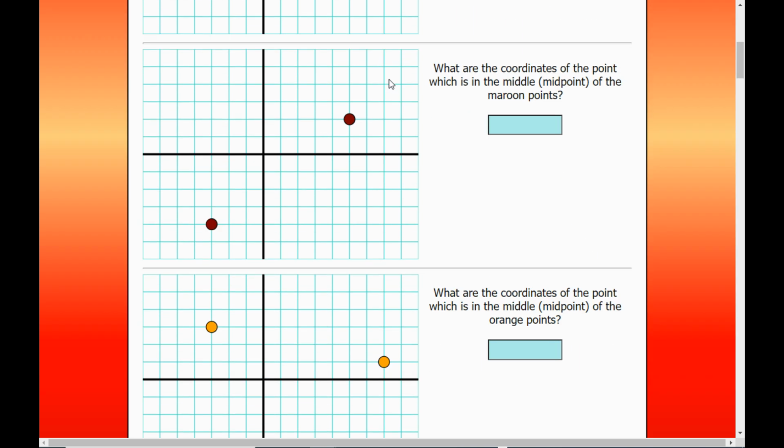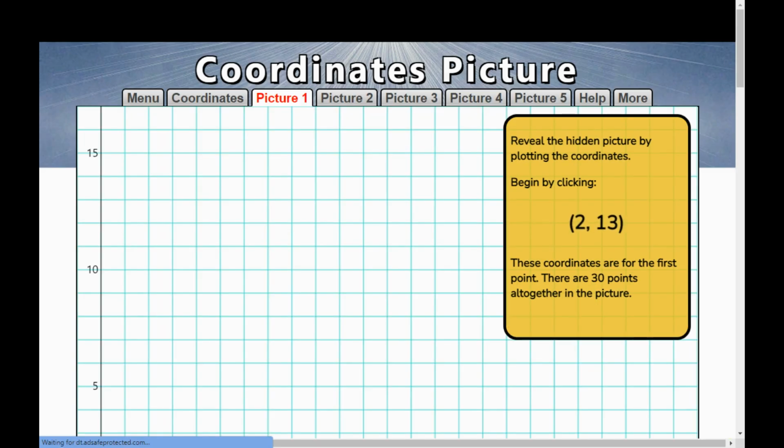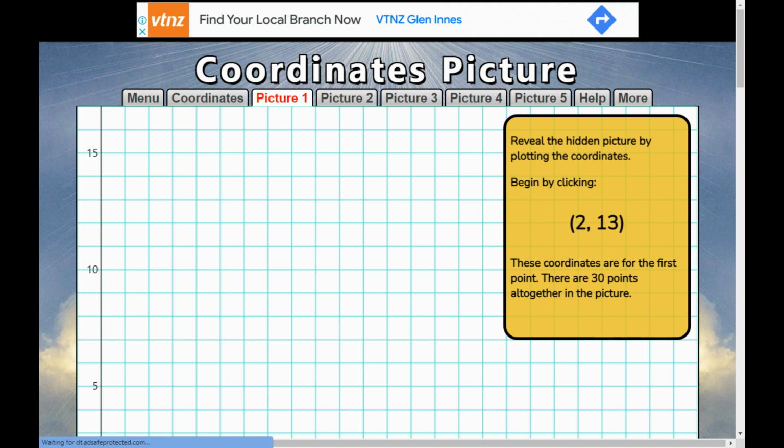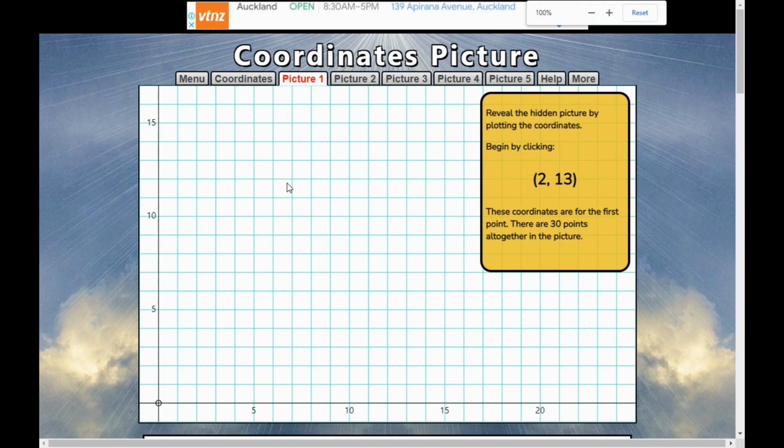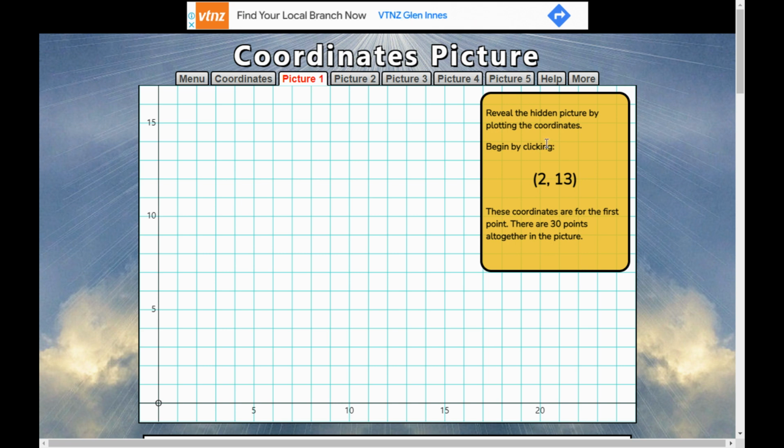That takes us to the next level, which is the picture. Now the picture says you must plot this. But when you draw this picture, you have to be able to know your coordinates very well by now. 2 to the right and 13 up. So we go 2 to the right and 13 up, 11, 12, 13 is going to be there. All right, so it says you reveal the hidden picture by plotting the coordinates by clicking 2, 13. Okay, so 2, 11, 12, 13. There. Okay, there we go.